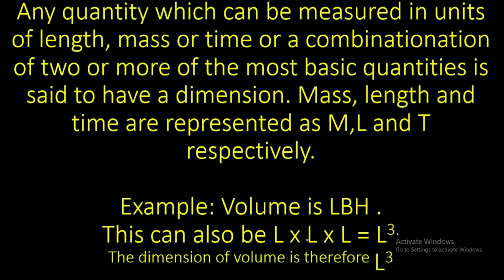Now, mass, length, and time are represented as m for mass, L for length, and T for time, respectively. So if you have any quantity that you can measure its units in terms of m or L or T or any two or the three of them, we say the unit has a dimension, or the quantity can be dimensioned. Example, volume is length times breadth times height.